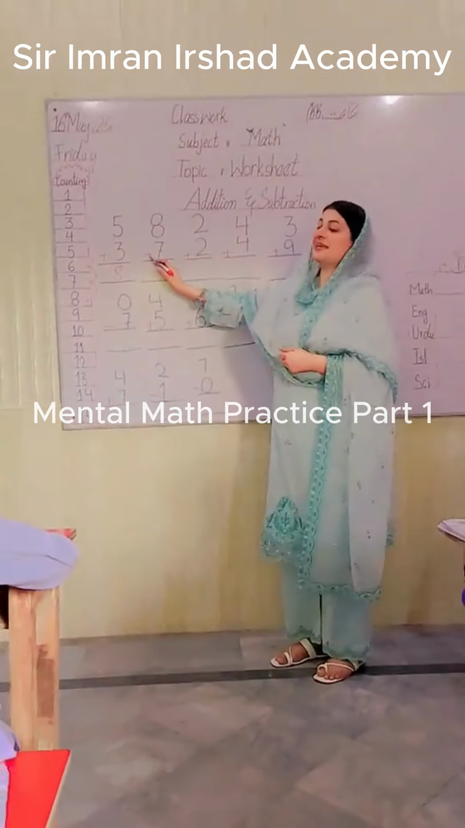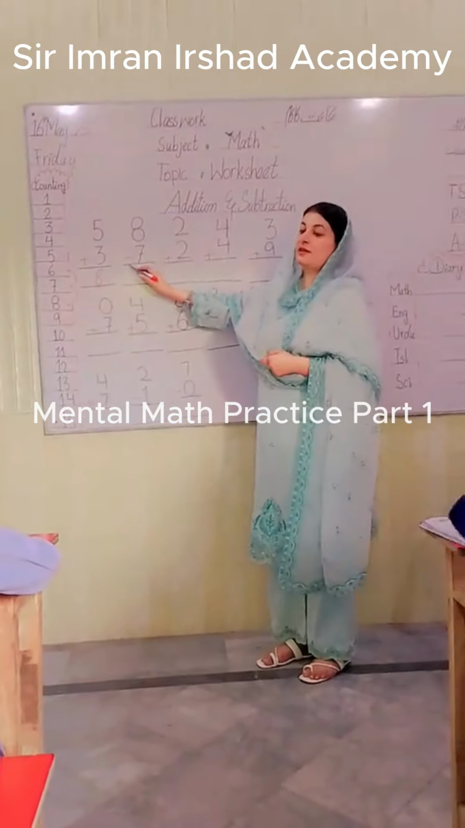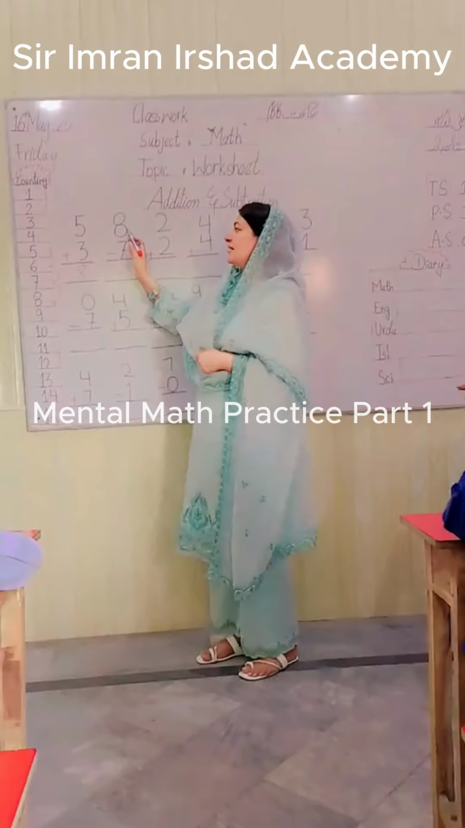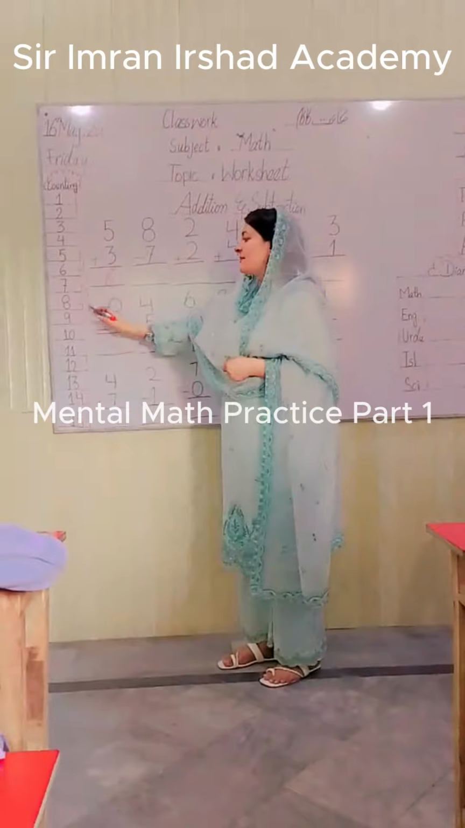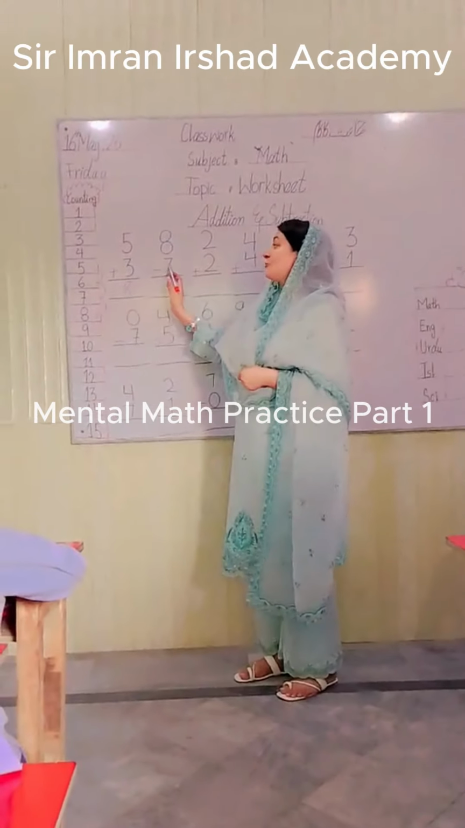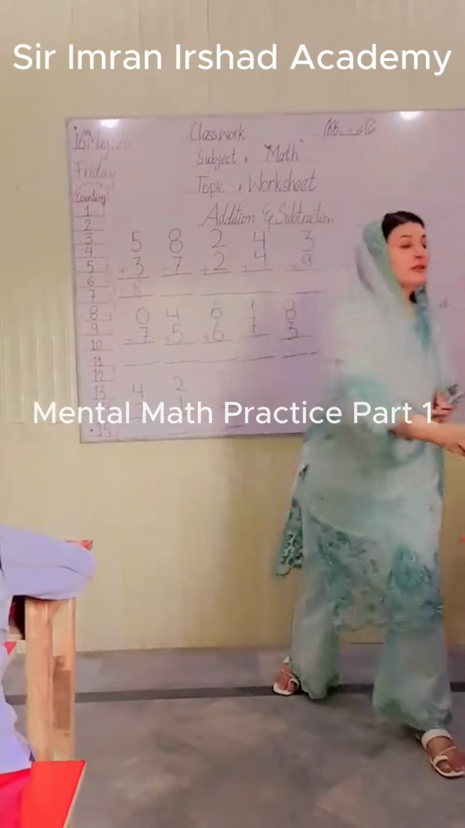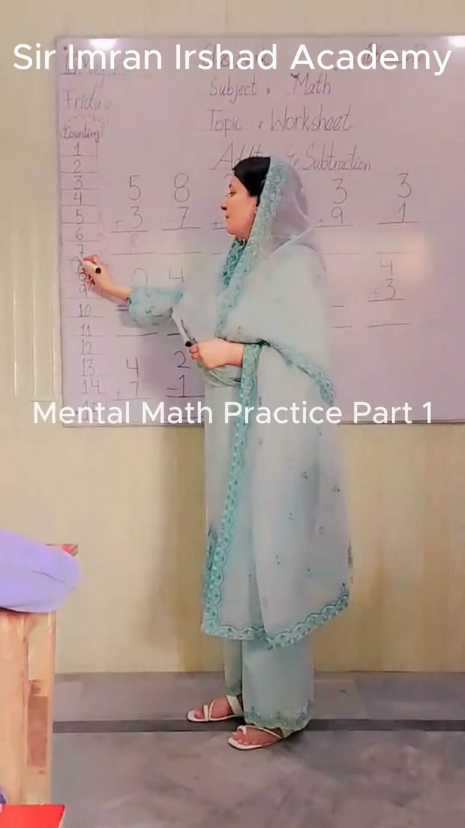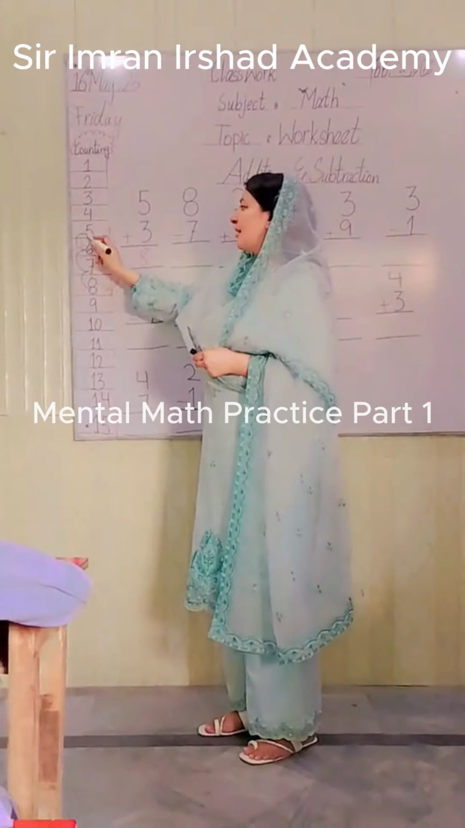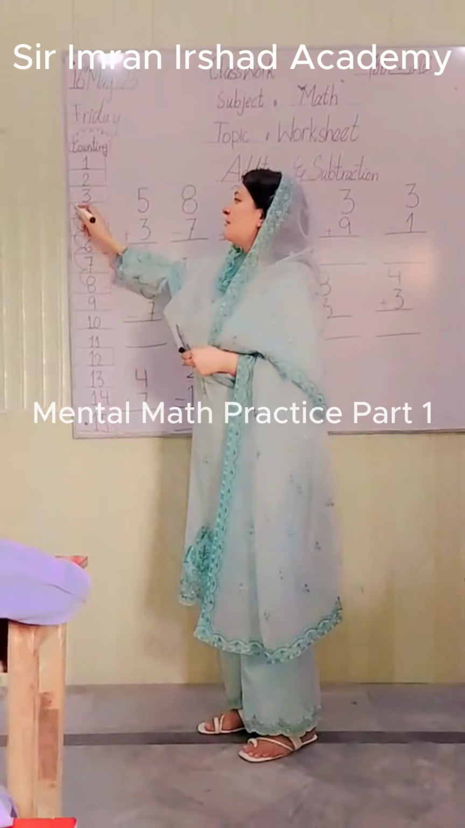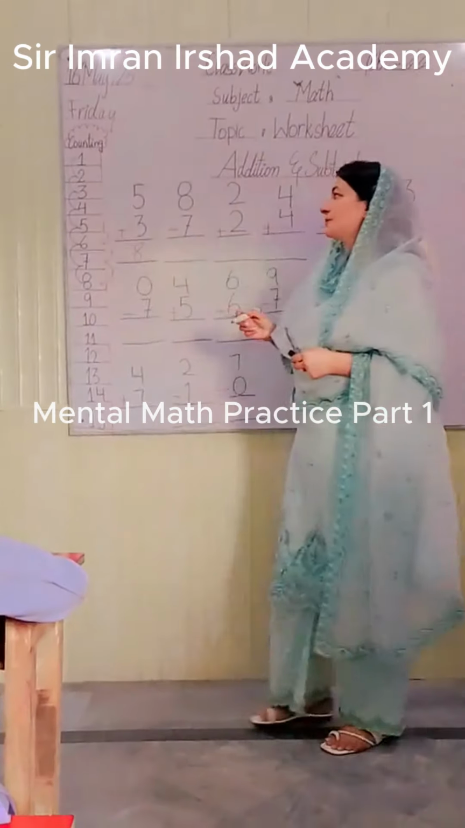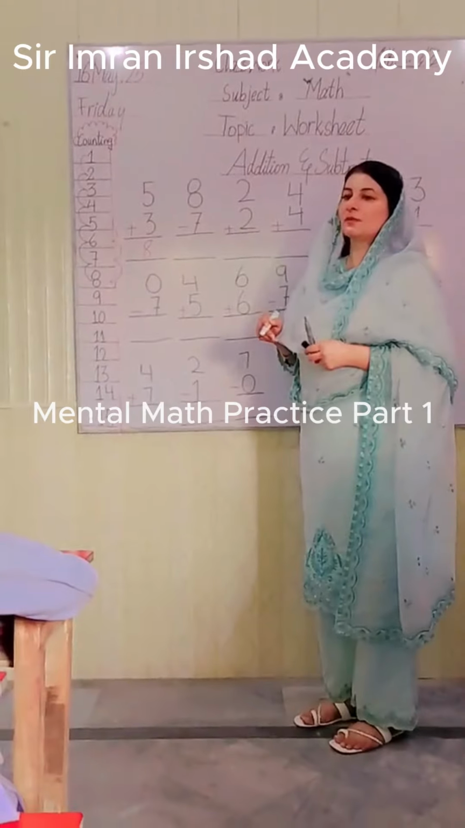Now it's the sum of subtraction. We will go backward. Which number is this? 8. We have to go 7 steps back. 1, 2, 3, 4, 5, 6, 7. What is the answer?